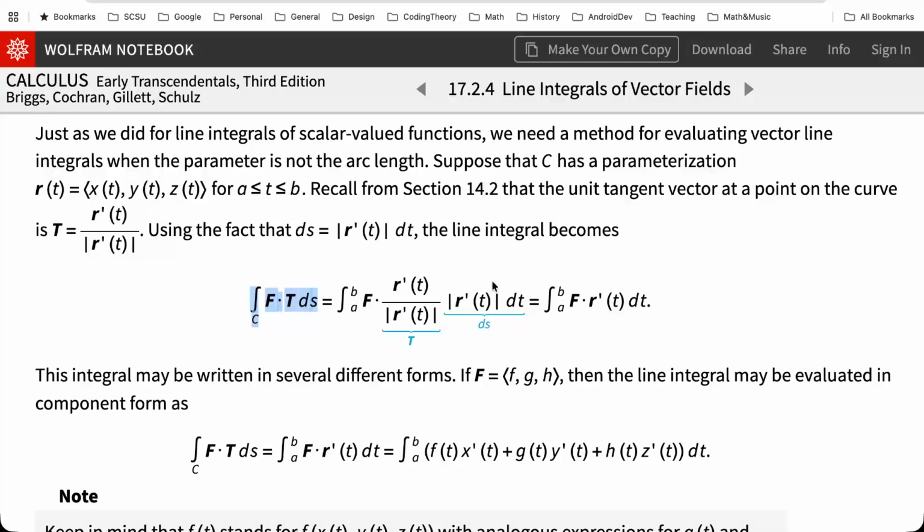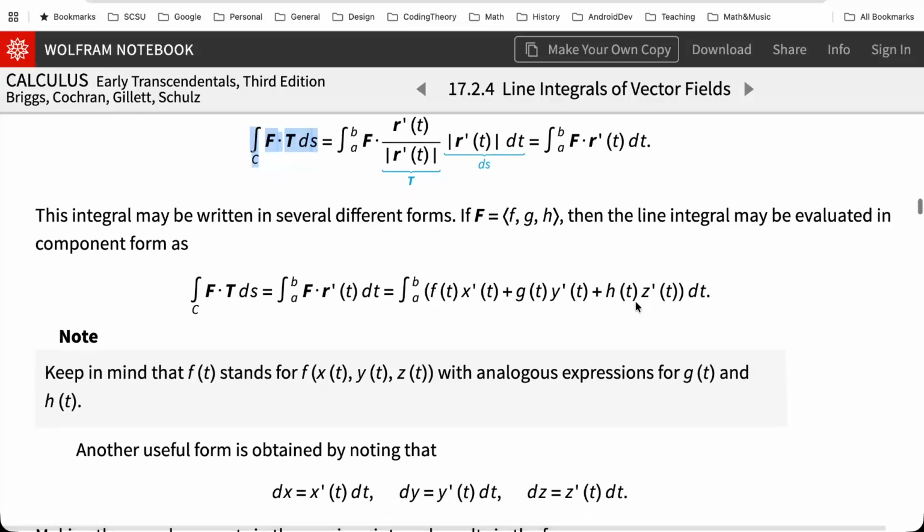This next one is not so bad because all they're doing is expanding what the pieces are. F is F, but T is r prime over the length of r prime. And ds is our speed times dt. So this is a reasonable way to express it too. You see how there's an r prime of t in the numerator and an r prime of t in the denominator? Those cancel, and you've got a truly new way to express the work that we would be getting out of this thing, which is the integral of F dot r prime dt.